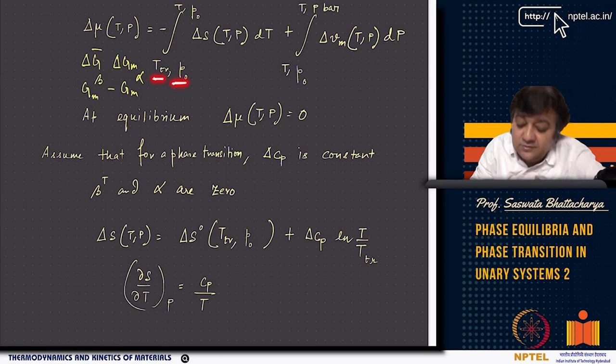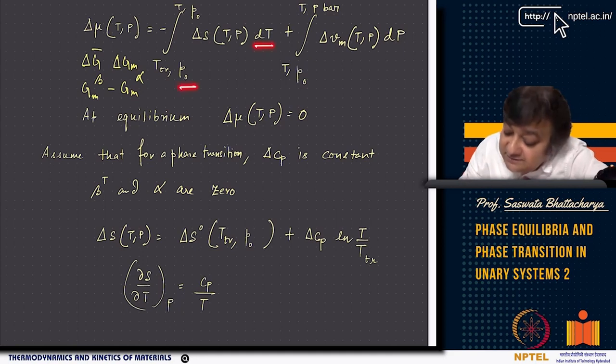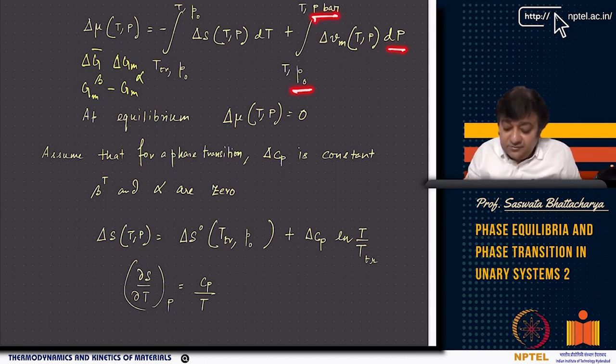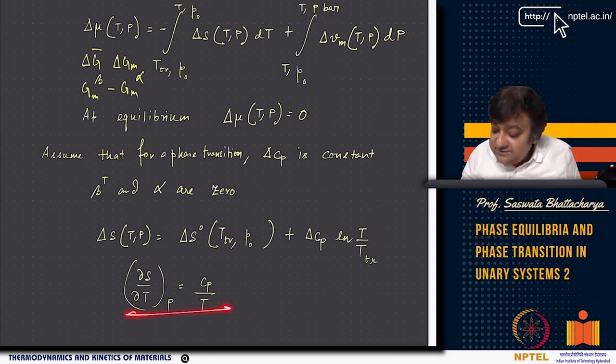In the case of dT, your pressure is fixed at P0. In the case of dP, your pressure change is also accounted for. P0 goes to P, right? And then you do this integration and you take into account this equation. So this is the equation, so that it comes to ΔCp ln T by TR.